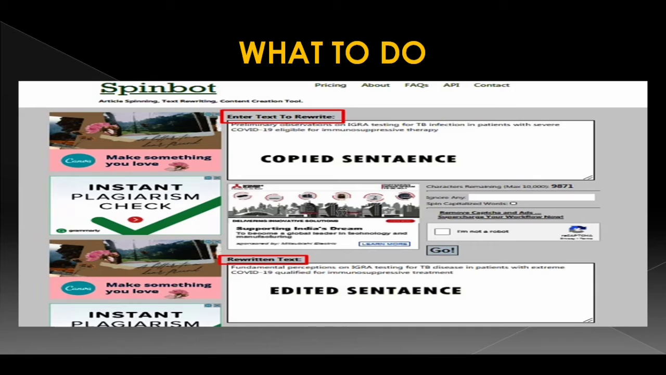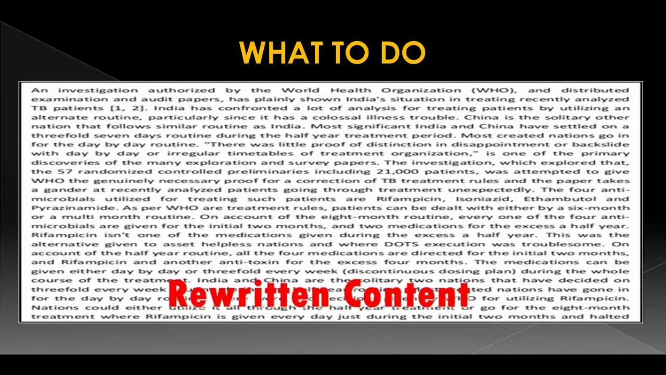This is Spinbot. It has two sections. One is enter text to rewrite. The second one is rewritten text. I have to copy the copied content into this enter text to rewrite. After pasting the content text into this particular column, I have to click the go button. Once I click the go button, this particular copied content will get edited. You will get the rewritten text like this.